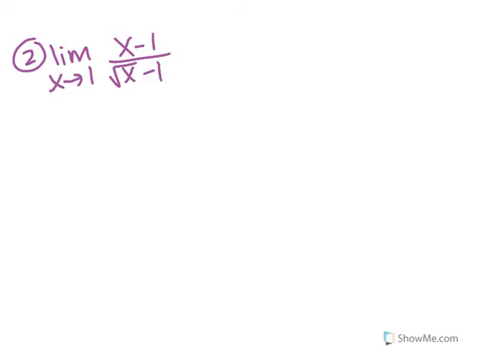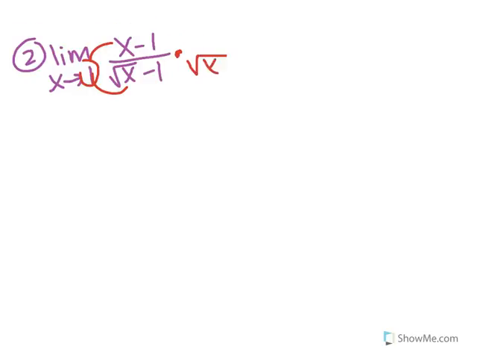That was an example of rationalizing the numerator. Here's an example of where you'd need to rationalize the denominator. We're going to approach 1 this time, and we have x minus 1 over the square root of x minus 1. If I try to plug in 1, you'll notice right off the bat that you'll get 0 over 0, which is a problem. So then we have to do our algebraic method. Whenever there's a root, you are going to rationalize. This time it's the denominator.